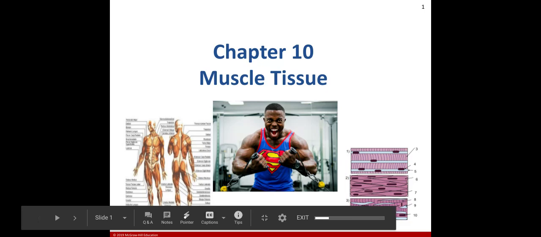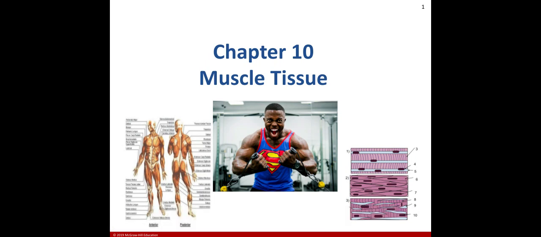Okay, so chapter 10 is all about muscle tissue. If you're trying to see sort of a theme here, we started way back in chapter 1 with just what is anatomy and physiology. Then we moved on to cells and learning about them. And then we went on to tissues and classifying different kinds of tissues.